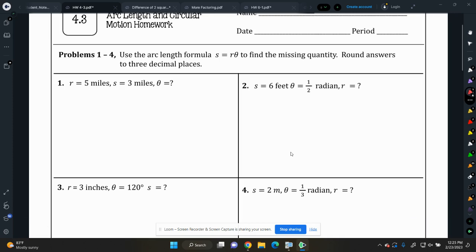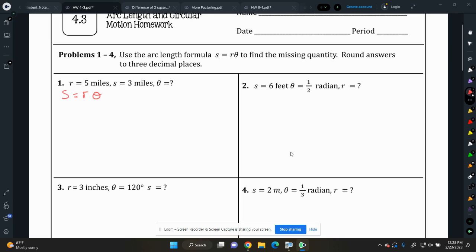What do we always have to remember about this formula? Has to be in radians. Yes, the angle is in radians. And when you're solving for the angle and you get your answer, it's already in radians because this formula is set up using the radians.